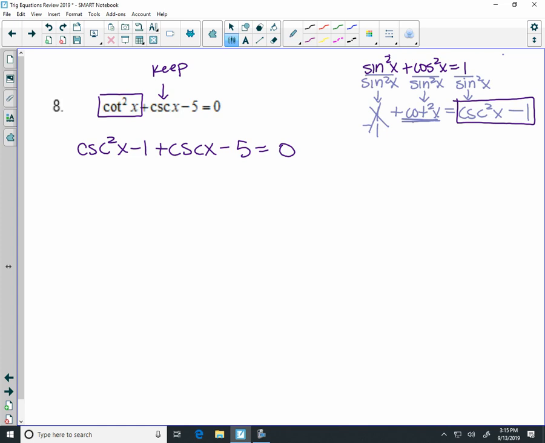And now, combine your like terms. Negative 1 minus 5 is negative 6. And we need to factor and solve. I'll use u for u again. So I'm going to say let u equal that middle term.